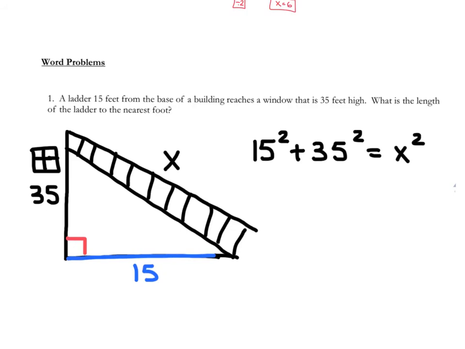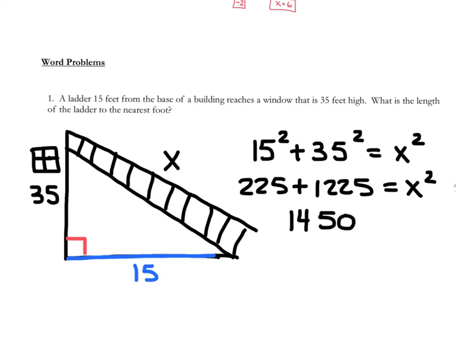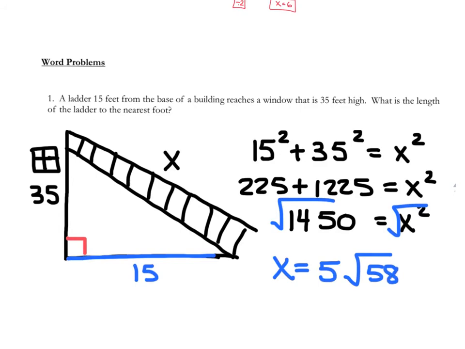Okay, so 15 squared is 225. 35 squared is 1,225. When we add those together, we get 1,450 equals x squared. Square root both sides. All right, 1450. When I square root that, that's going to be 25 times 58. Crazy, crazy, crazy. But you end up reducing this to 5 root 58 feet.